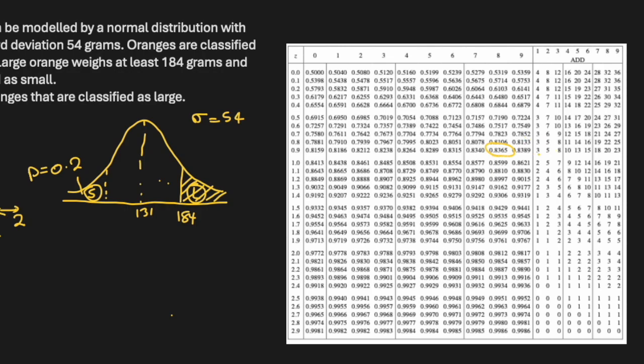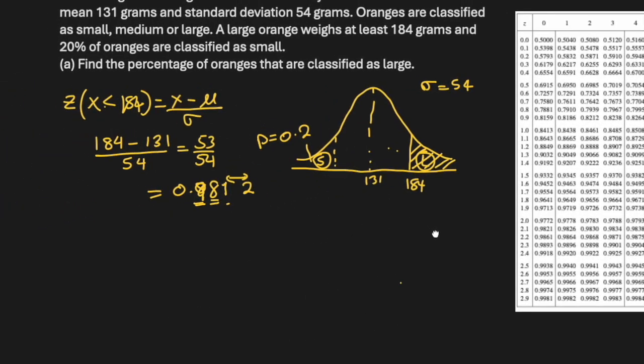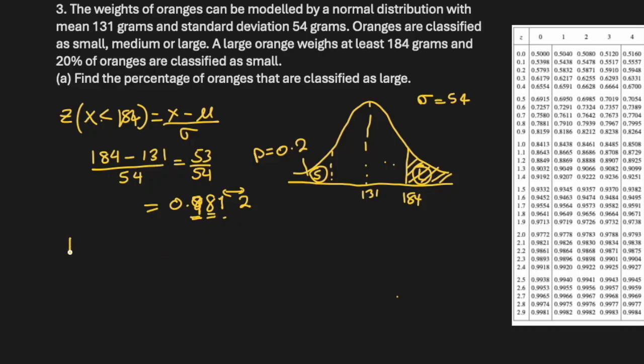0.8365, and then we have 1, which is 3. So 0.8365 plus 3 will be added to the last digit. It will become 0.8368. Since we said we'll have between 1 and 2, so we'll say 9 also. So 0.8369. So probability, Z score was this, probability that X is less than 184 is 0.8368.